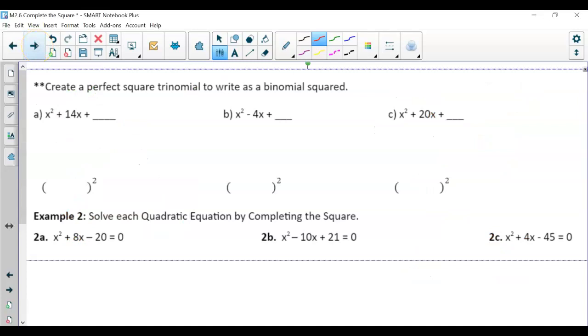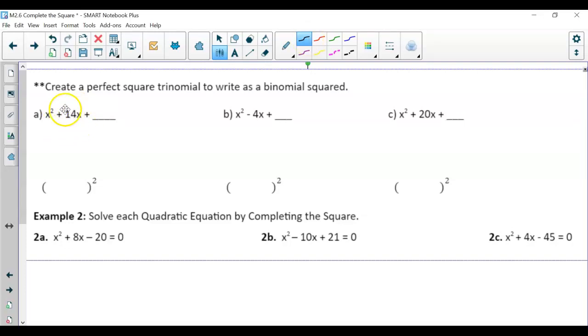Now getting into the actual process of completing the square, and you're going to see why we did that. When completing the square, we're going to start off with some of these basic examples. We need to create a perfect square trinomial, so 3 terms that we can write as a perfect square, which means there are 2 things that we need to do. We're going to halve our b term.